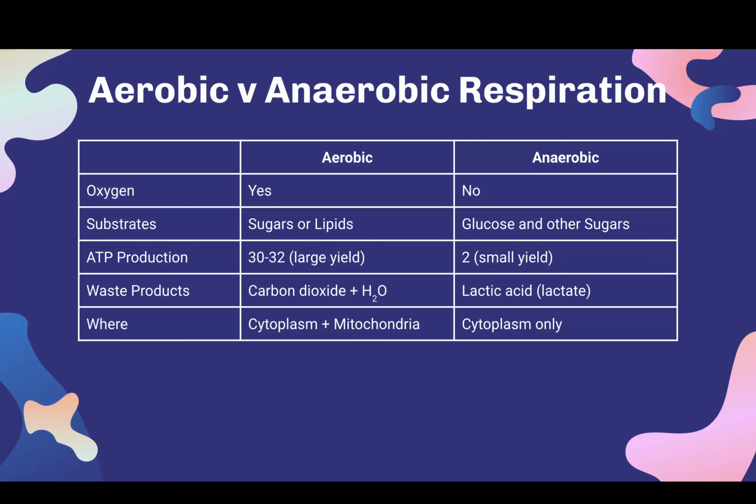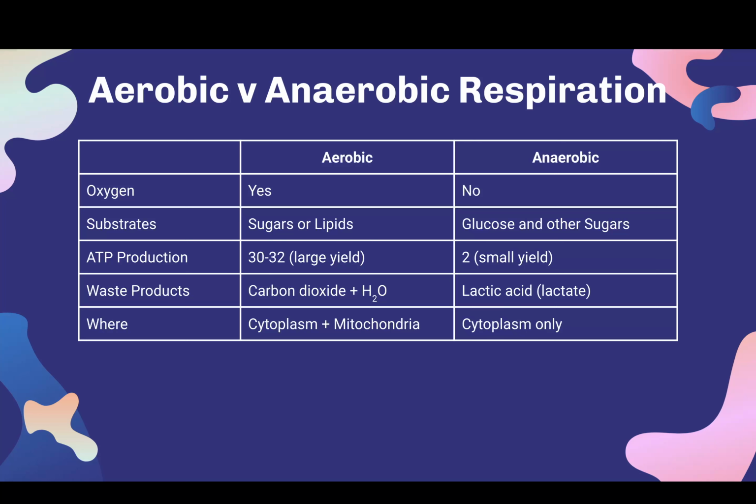Next is waste products. Now, aerobic, because oxygen is there, makes carbon dioxide and water as its waste products. For anaerobic, since there is little to no oxygen, it forms something called lactate or lactic acid, and no water, obviously.